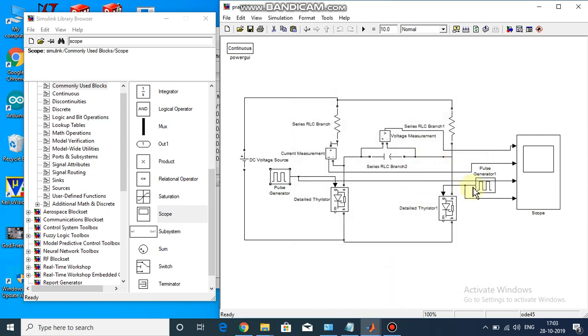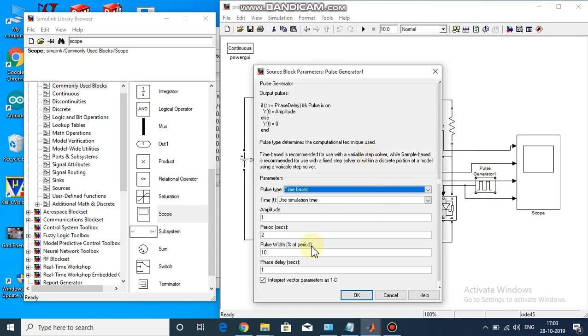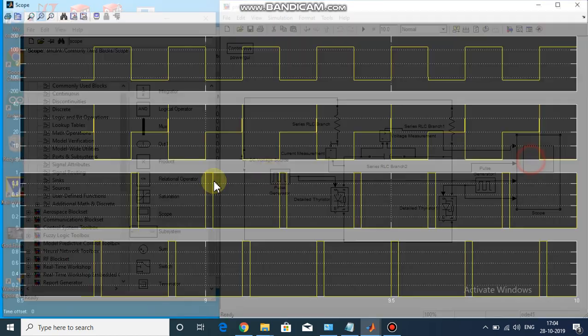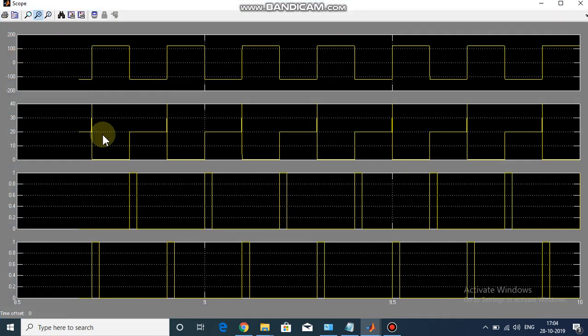Okay. And for the other pulse generator, our period would be 0.2 and pulse delay would be 0.1. Let's try now. Okay, now we are able to see a few pulses over here.